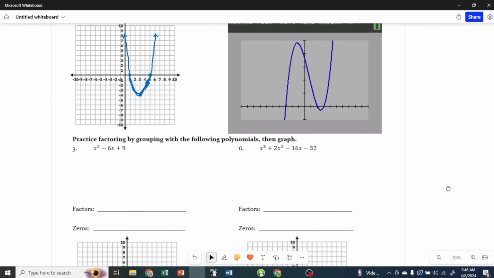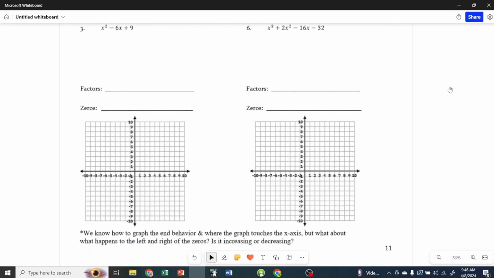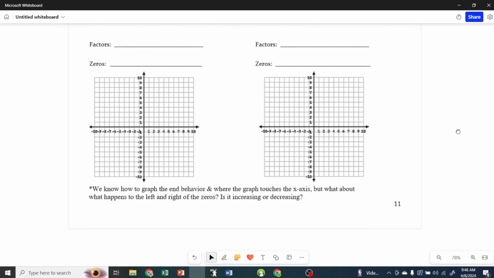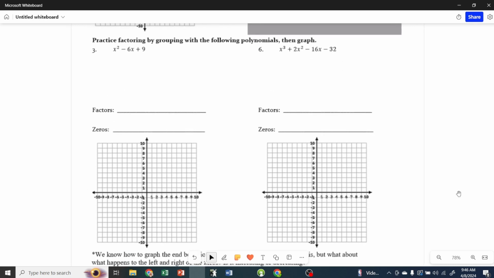So use the calculator to help you get the graph and practice these two problems here. Have a great day.